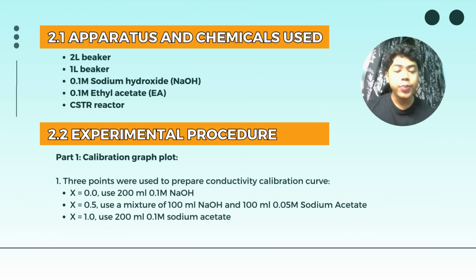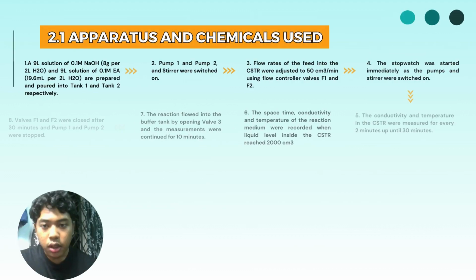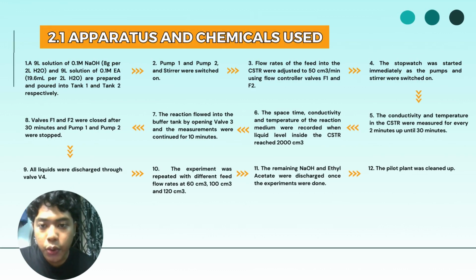And here is the experimental procedure. For part 1, which is the calibration graph plot, firstly, points were used to prepare the conductivity calibration curve like this. Firstly, a 9-liter solution of 0.1 M NaOH and a 9-liter solution of 0.1 M EA are prepared and poured into tank 1 and tank 2 respectively. Secondly, pump 1, pump 2 and stirrer were switched on. Thirdly, flow rates of the feed into the CSTR were adjusted to 50 cm³ per minute using flow controller valves F1 and F2.